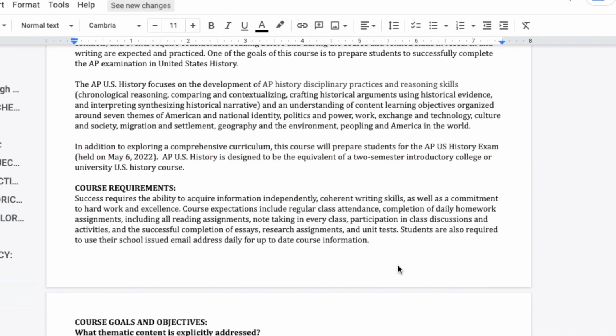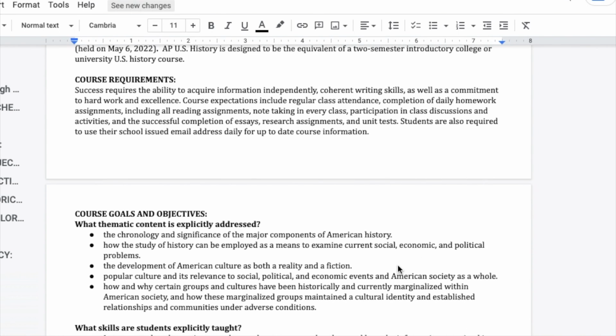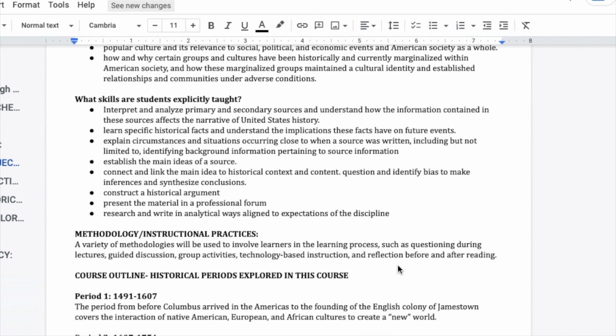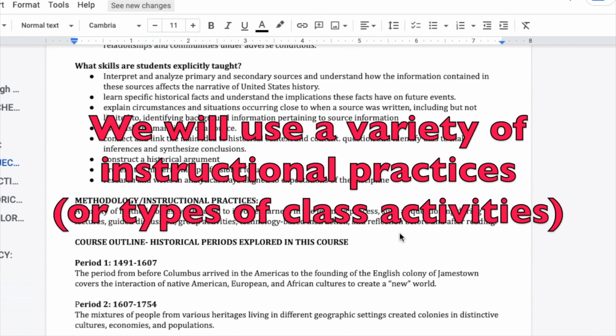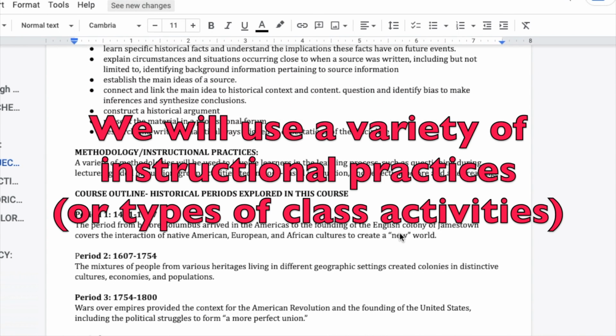So the course requirements are outlined here. Course goals and objectives, what thematic content is explicitly addressed, what skills are students explicitly taught, the methodology and practices to involve the learner in the learning process, such as questioning during lectures, guiding discussions, group activities, technology-based instruction, reflection before and after reading. So we will use a variety of instructional practices. So what does the course look like?